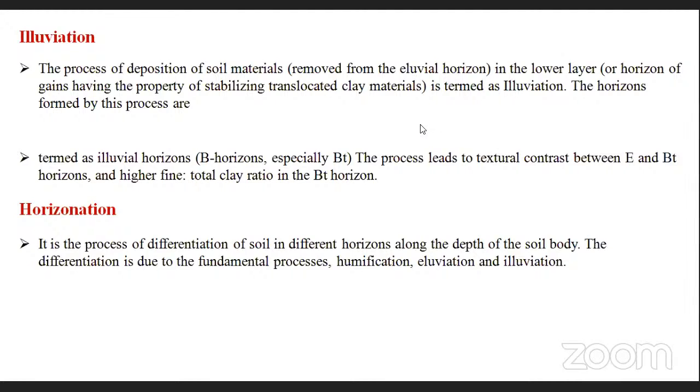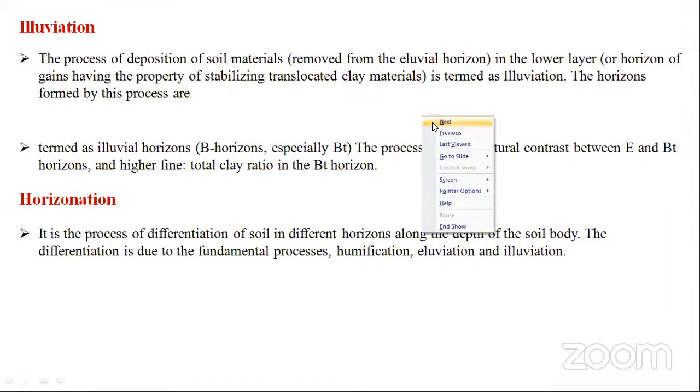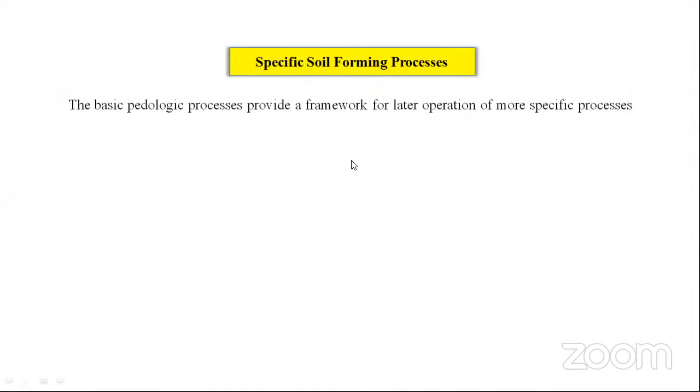Okay. You can see next is the specific pedogenic process. As I discussed earlier, there are two types: the fundamental pedogenic process, and the second one is called specific soil forming process or specific pedogenic process. Generally, the fundamental pedogenic process, the basic pedogenic process, will give some platform or framework. Upon this framework, the specific pedogenic process works. That means the fundamental pedogenic process gives a basic base for the specific pedogenic process.